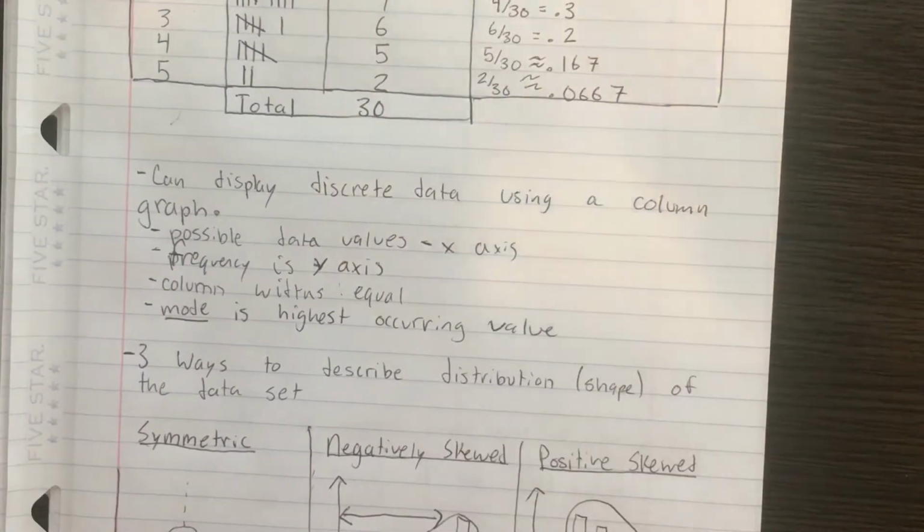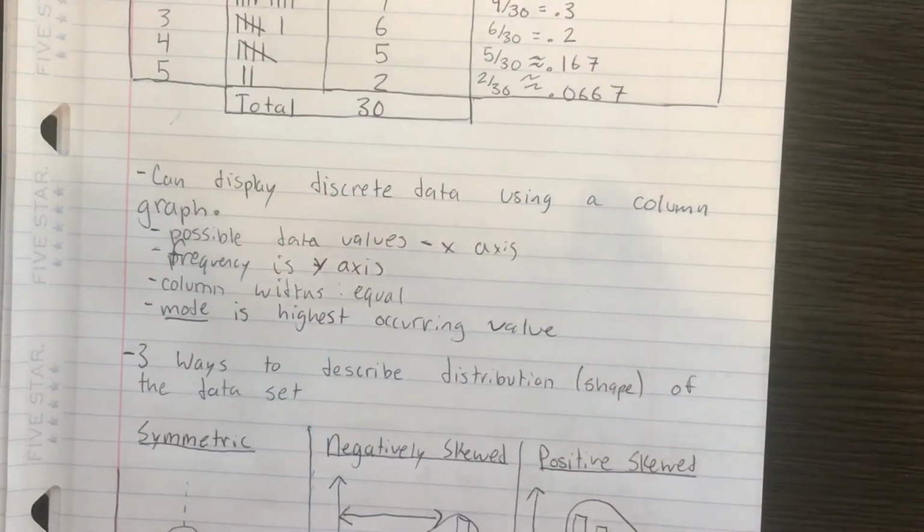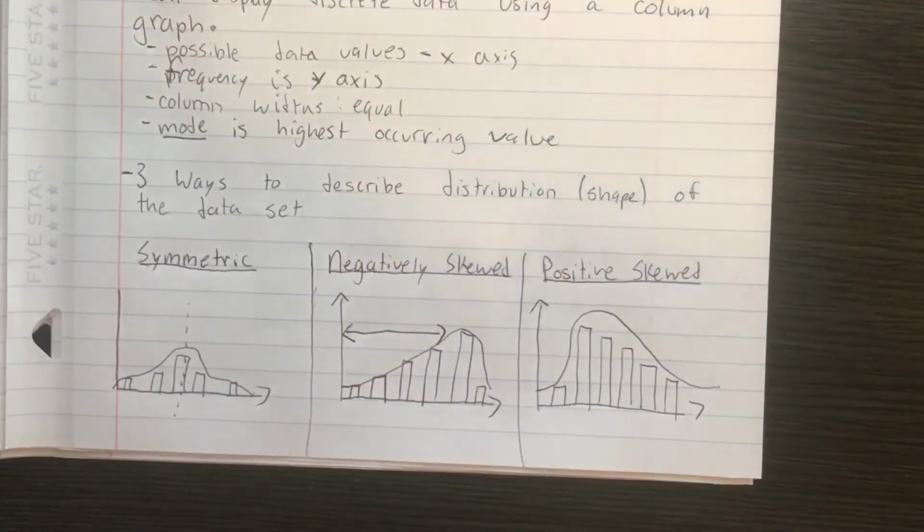One of the things that will come up a lot in the problems we're going to work today is what is the mode. As a refresher, the mode is the highest occurring value, and then some language for how we talk about the shapes of data sets.